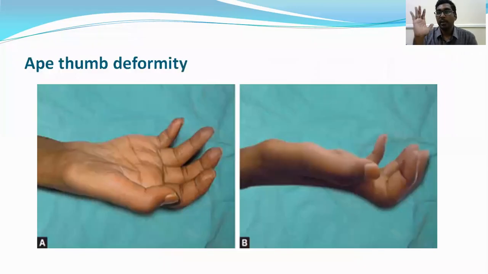Ape thumb deformity: because the median nerve supplies the thenar group, when the median nerve is absent, the thenar group atrophies, giving an ape thumb deformity like this. You see here the thenar muscles are atrophied, giving an atrophied appearance, which is called ape thumb deformity.